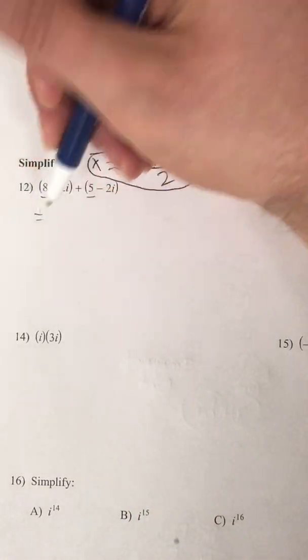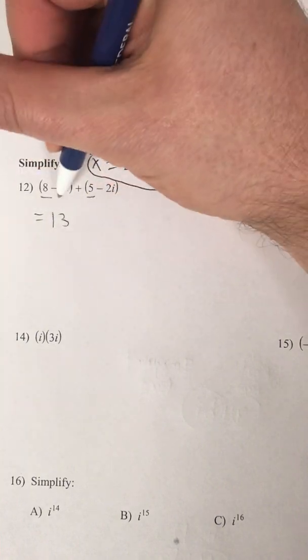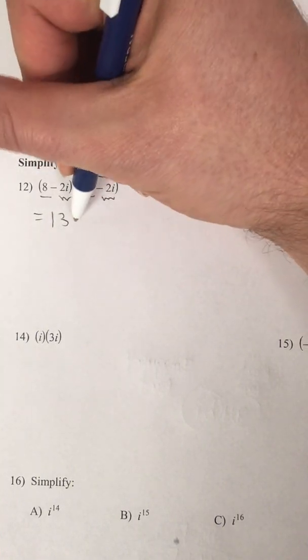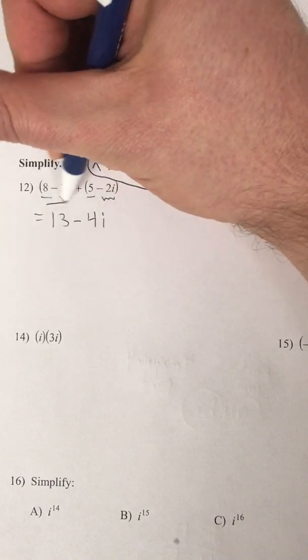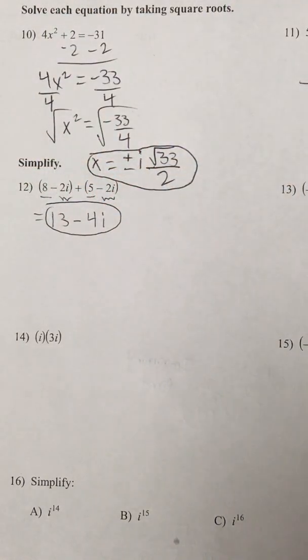8 plus 5 is going to be 13. And -2i minus 2i is -4i. And that's it. That's the answer. 13 - 4i. Nothing too complicated there.